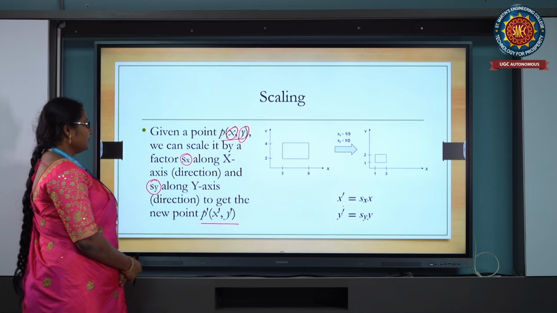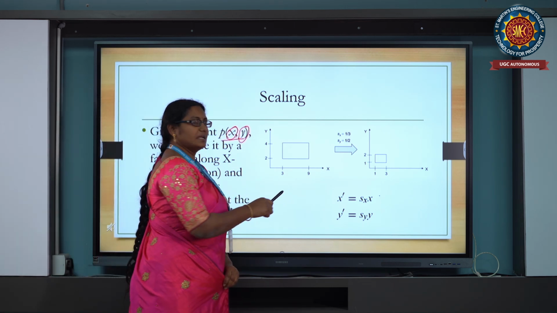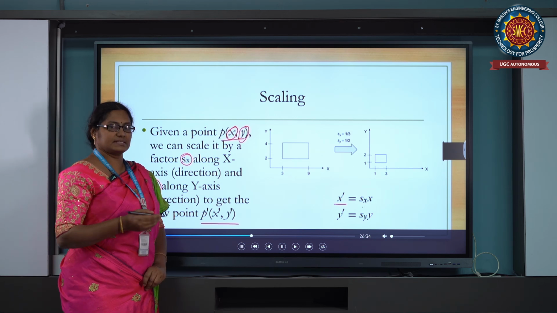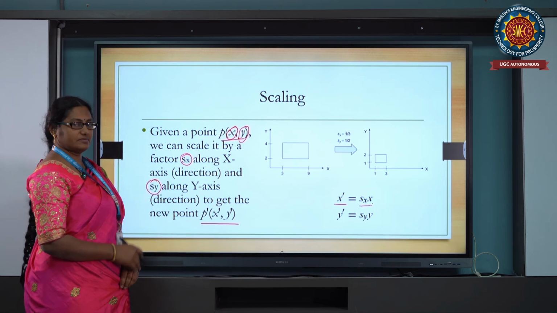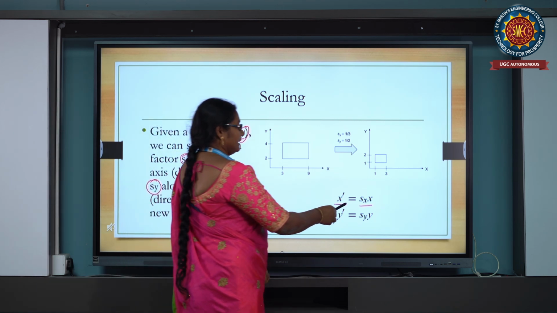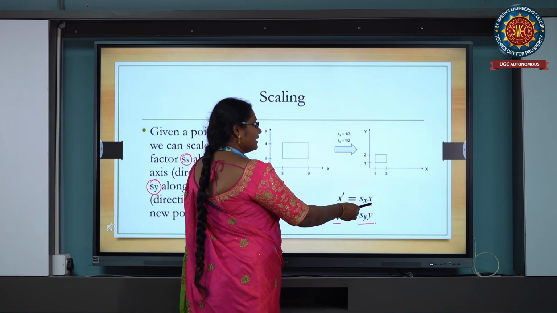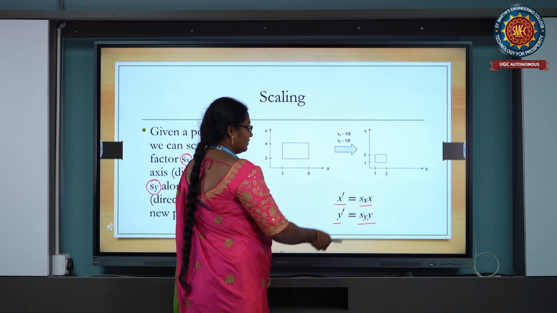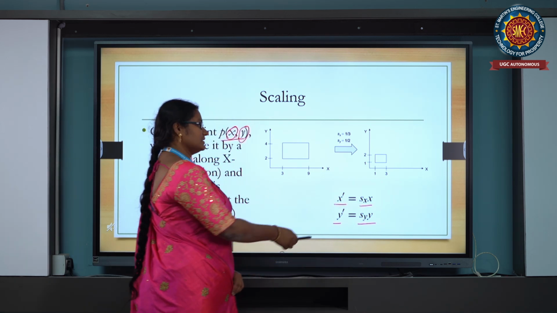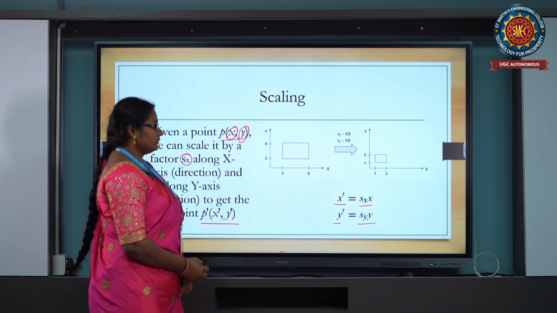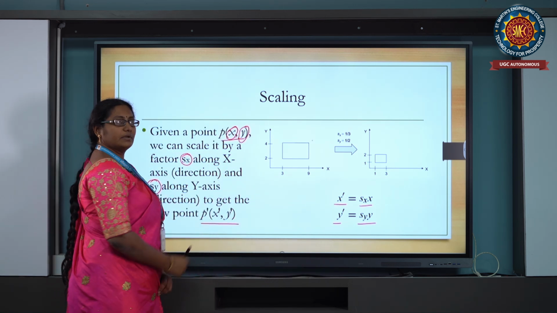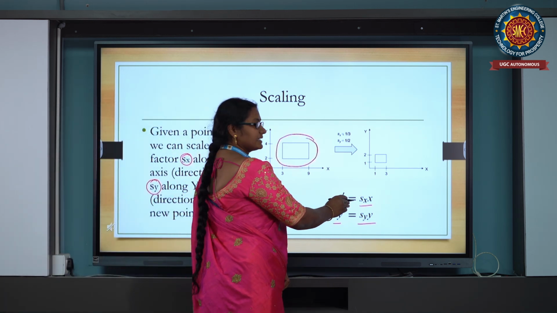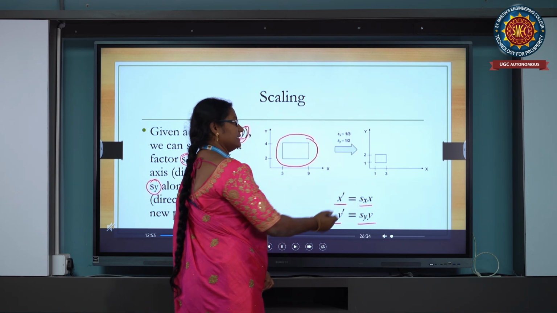Okay, next scaling. For scaling, the given point x and y is multiplied with the scaling coordinates, that is sx and sy. So multiplying the original point with the scaling in the x direction. The equations are x dash is equal to sx into x and y dash is equal to sy into y. Multiplying these scaling coordinates sx and sy with the original points x and y.